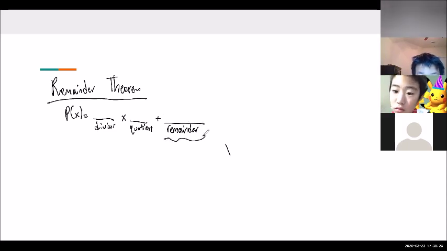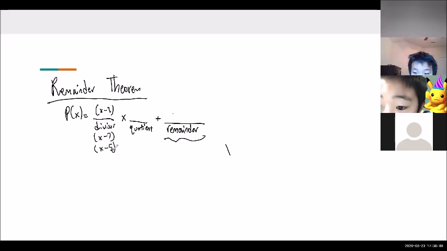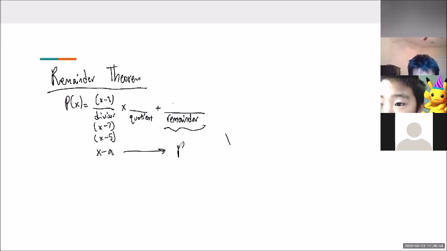In the remainder theorem, we're only looking at divisors that are linear terms. Linear terms means that the degree is 1. For example, x minus 2, or x minus 7, x minus 5, things like that. To find the remainder in these cases, you just have to plug in. If the divisor is x minus a, the remainder would be p of a.